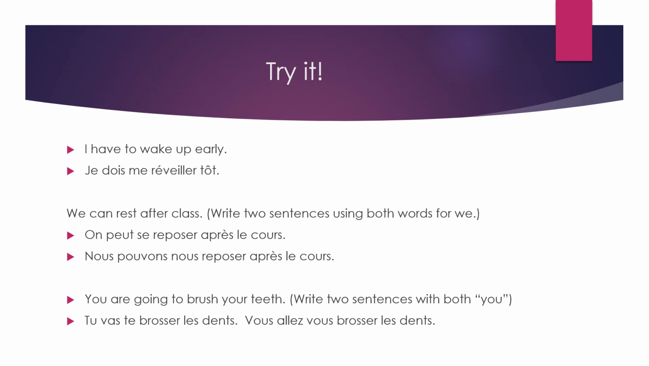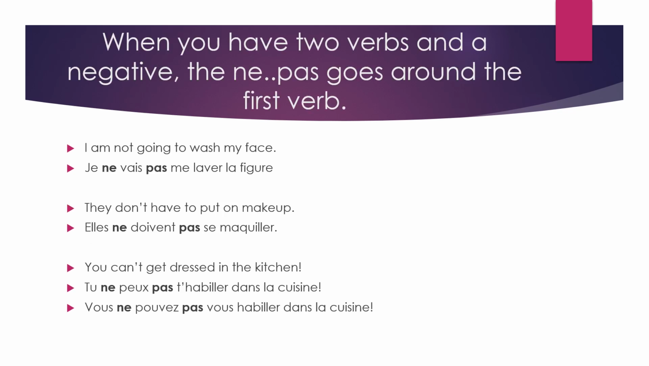So just to sort of review, you do conjugate the first verb. You have the reflexive pronoun that matches je in this case. The second verb is left in the infinitive. Okay? How did you do? Next, when you have two verbs and a negative, the ne pas goes around the first verb. Okay? Check those out.